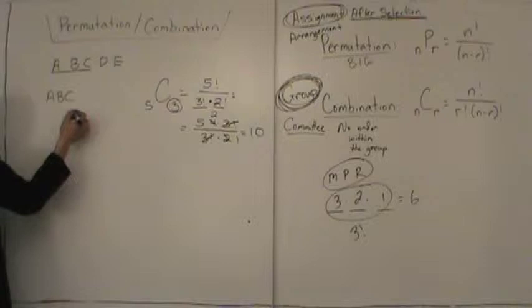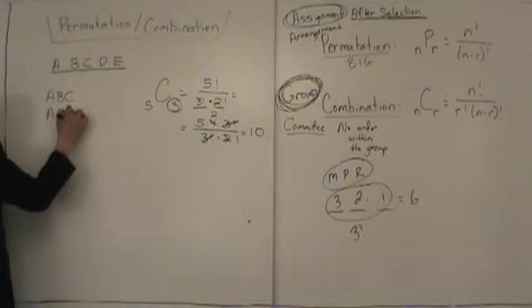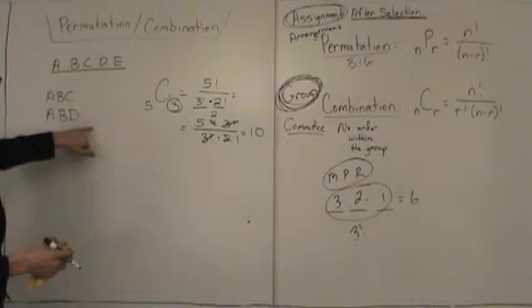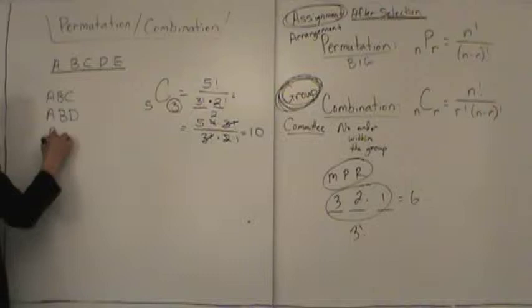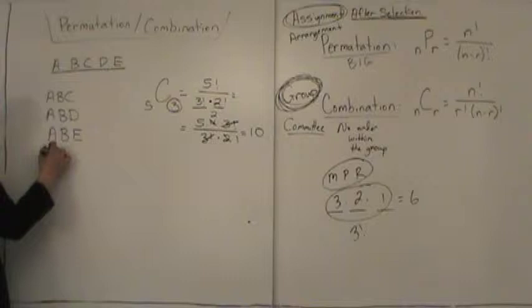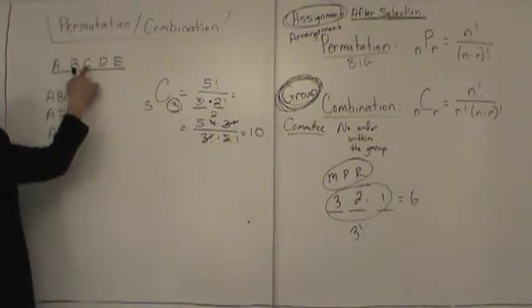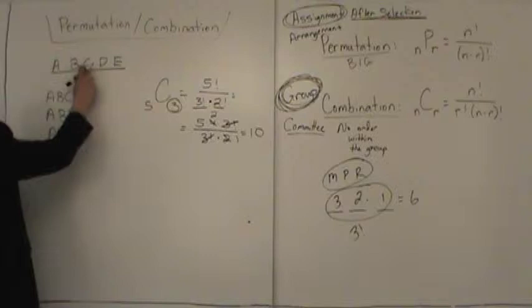And what about ABD? Is ABD also a different group? Yes, this is a different group because I took C out, put D in. Remember, it does not matter whether I write ABD or BDA or et cetera. Now, we have ABC, we have ABD, what else? ABE.